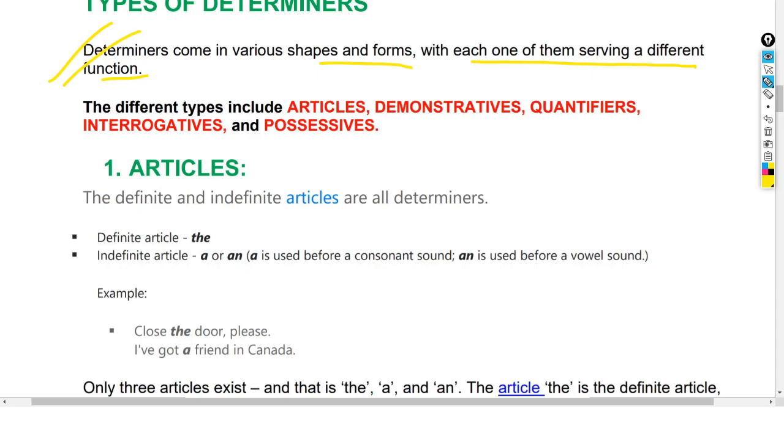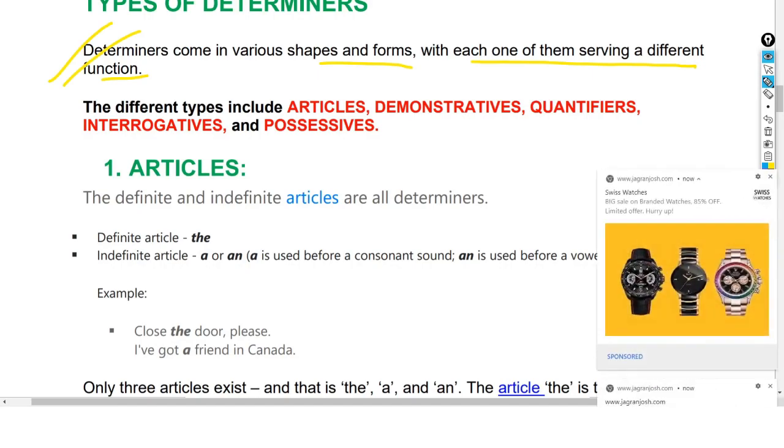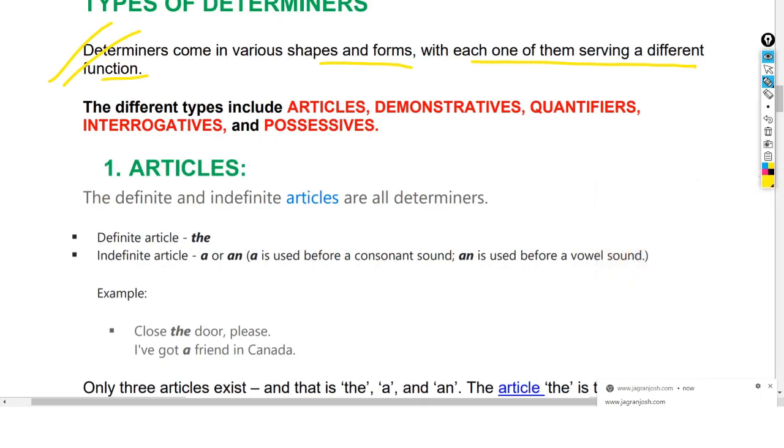This classification is very important, and these rules of the determiners are very important in all examinations, whether the board examination, any end-term exam or any competitive exam. We need to remember it, apply it, and practice it extensively. The different types include articles, demonstratives, quantifiers, interrogatives, and possessive determiners. How many classifications are there? There are 5 types of determiners in short.